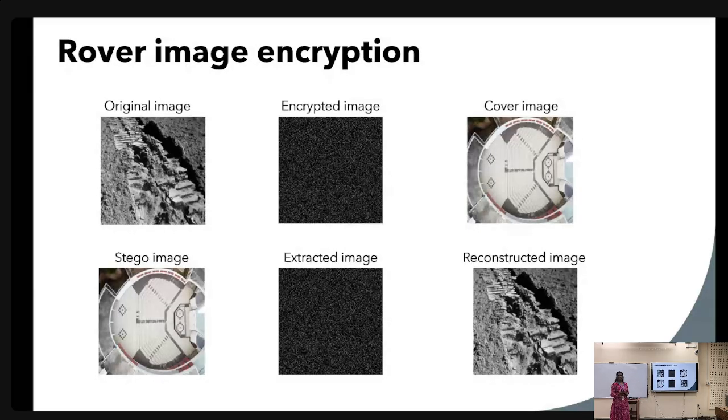And at the receiver, we first extract using the corresponding steganography approach. That's how we get the extracted image. This extracted image is given to the decryption part, AES decryption. That's how we reconstruct our original image.